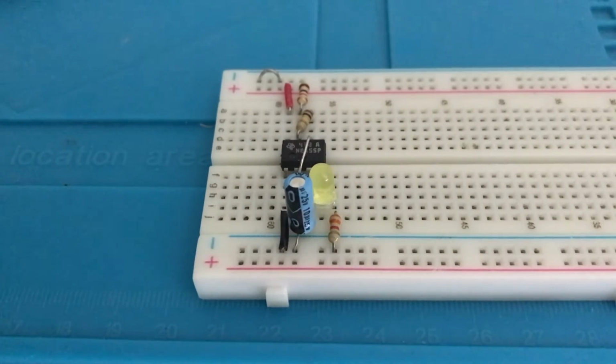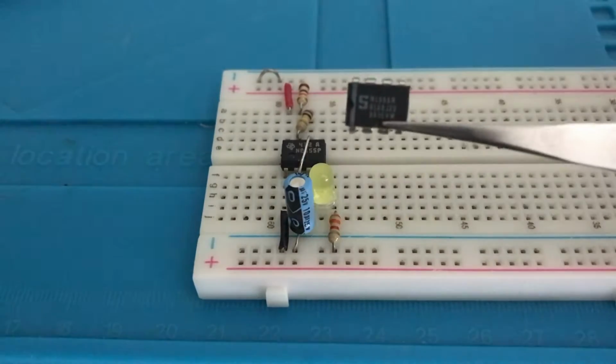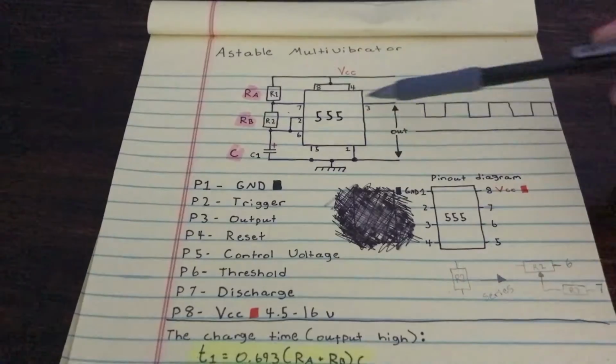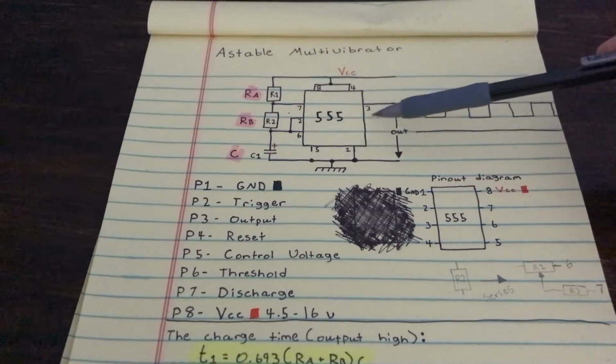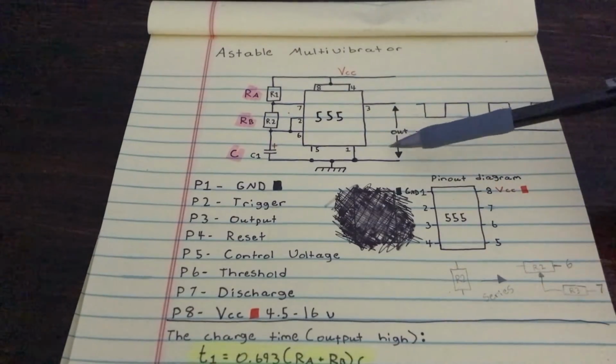Hey guys, welcome back. I'll be showing you how to make this blinker circuit using a 555 timer chip. So here's my chip, the 555 timer, and this layout right here makes it an ASTABLE mode.